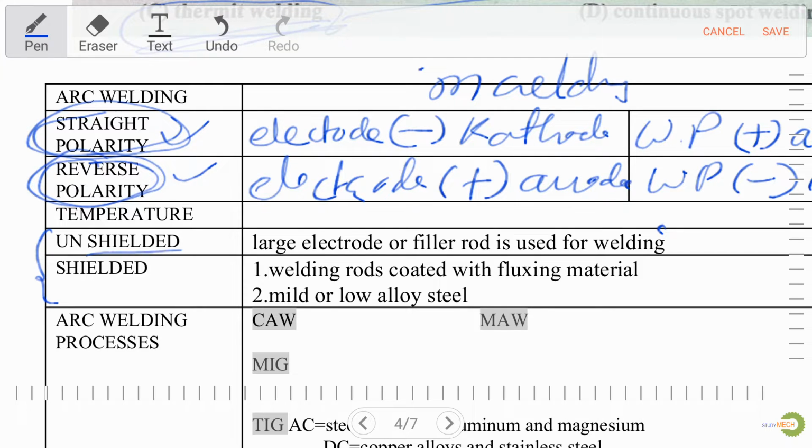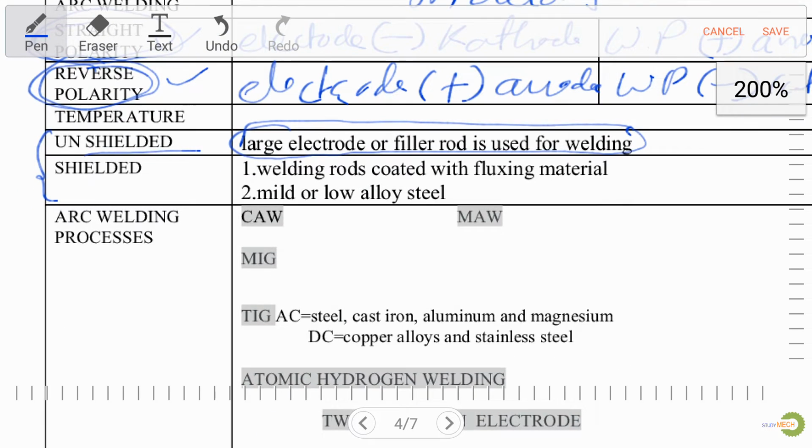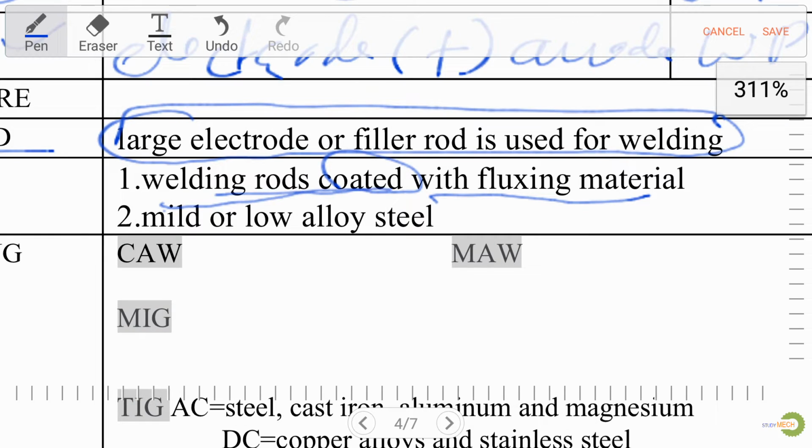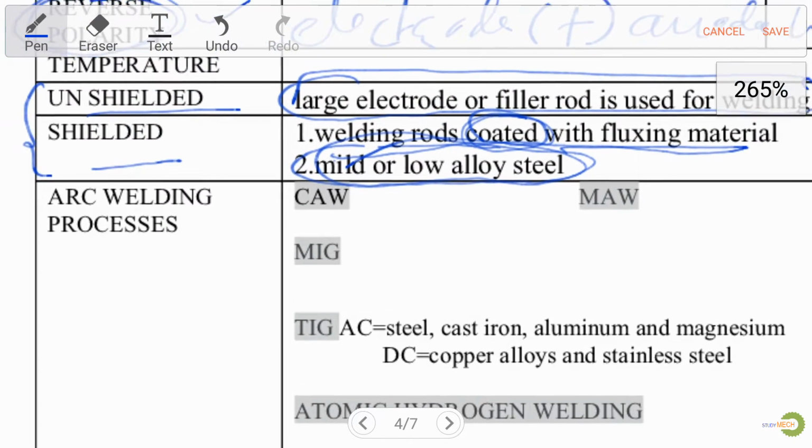Okay, now another point is unshielded and shielded welding types. For unshielded, a large electrode or filler rod is used for welding, remember this. And for shielded type welding, the rod is coated with flux material. Why? Because to protect the welding rod against the atmosphere, or in other words, to prevent the welding rod from contact with oxygen. And this process is used for mild or low alloy steel, remember this.